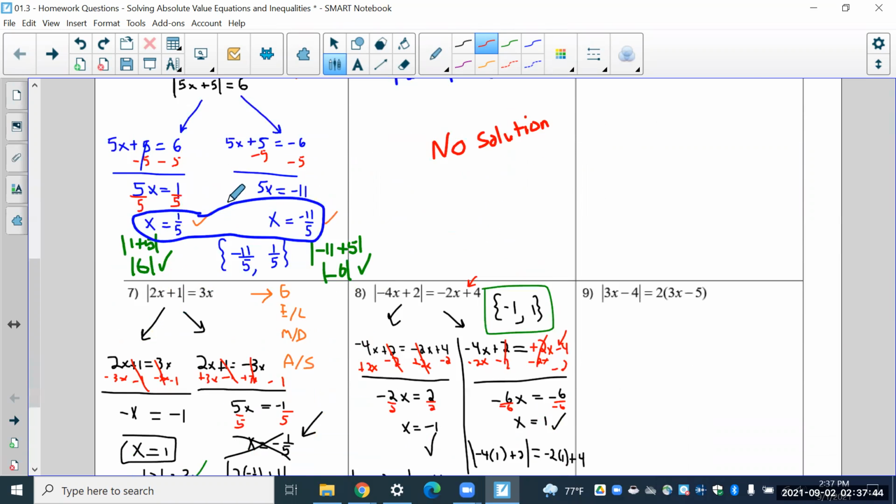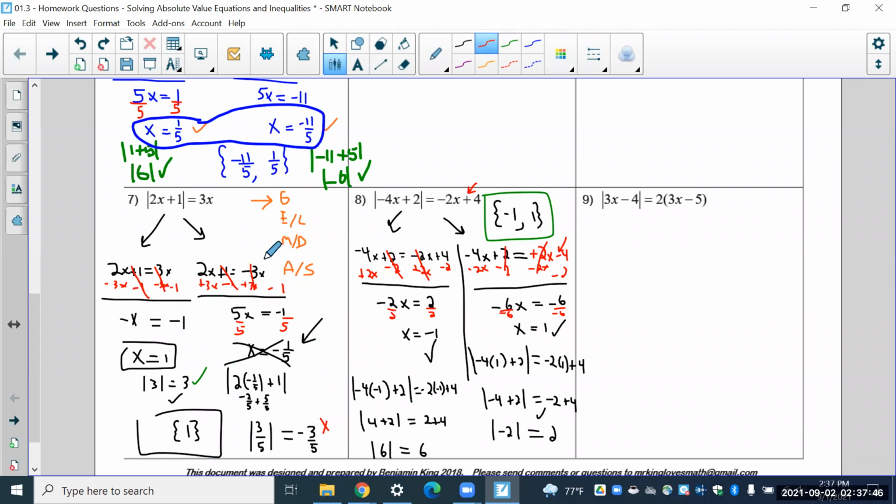So what do I do if I have variables? Nothing changes. So here I have 3x and -3x. I do all my solving. I subtract my 1, I subtract my 3x, I divide by my negative, I get 1. Here, I have to set it equal to -3x, so I subtract my 1, I subtract my 3x, I add my 3x, giving me 5x, and I get another fraction. But in this case, the fraction doesn't work.